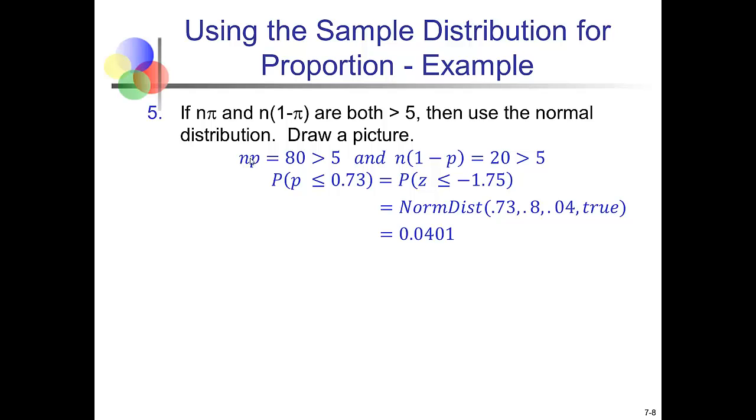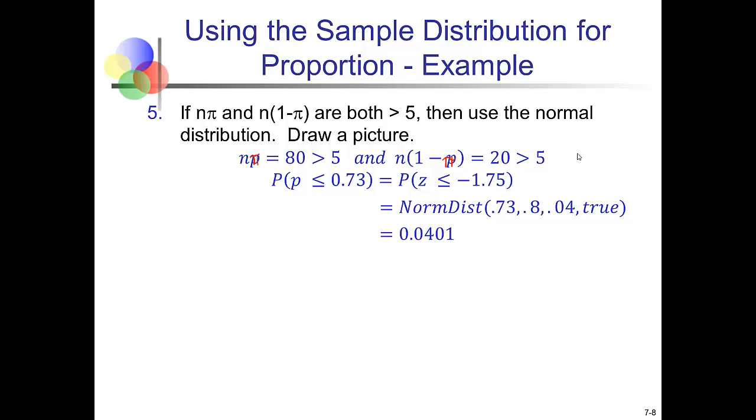N times pi, or 100 times 0.8, is 80. That's definitely greater than 5. And n times 1 minus pi, sorry for the error. N is 100, 1 minus pi would be 0.2, 100 times 0.2 is 20, so that's also greater than 5. Since both of those values are greater than 5, we can apply the normal distribution.